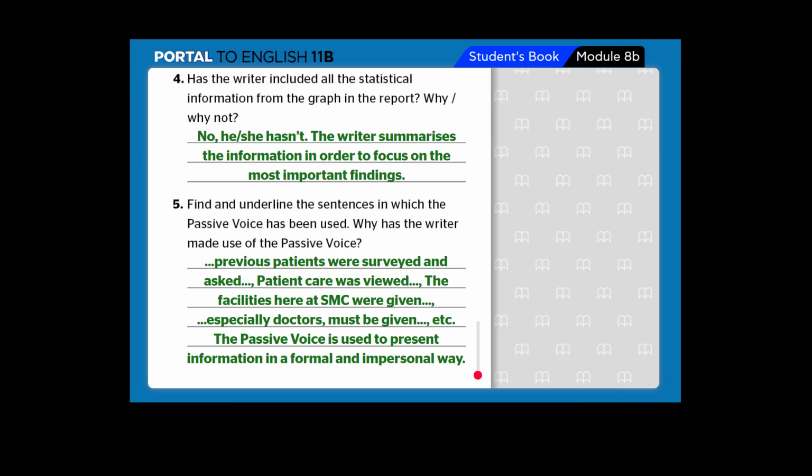But why has the writer made use of the passive voice? The reason: to present information in a formal and impersonal way.